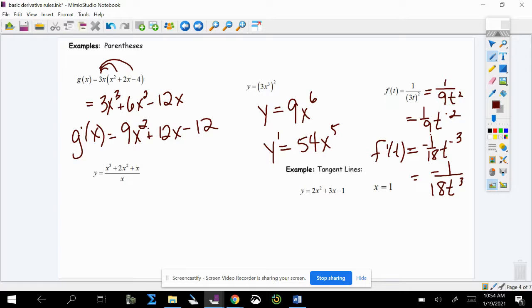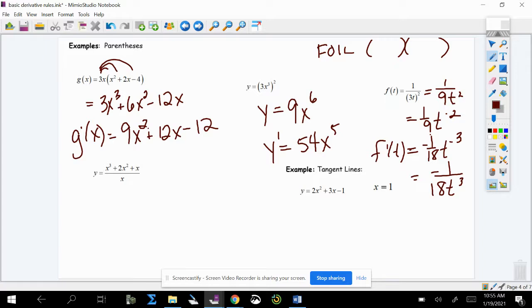Now, there are other things that could happen. I'm not going to go through full examples, but you could have a situation where you have to FOIL. So you could have a binomial times a binomial and you have to FOIL it out. You could have an even bigger extended distributing, but all of these things are examples of using algebra to get rid of the parentheses.